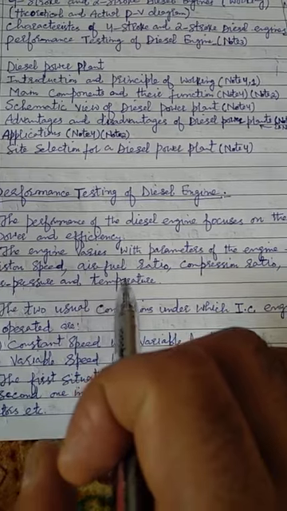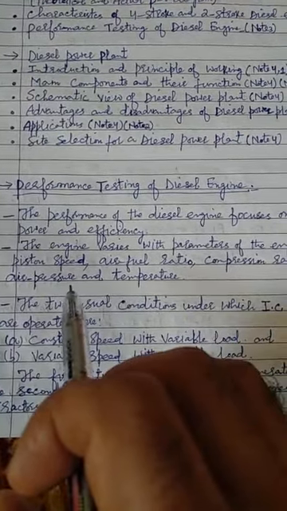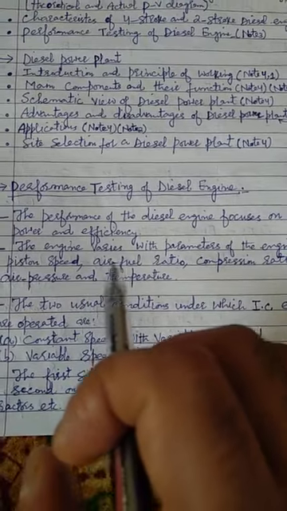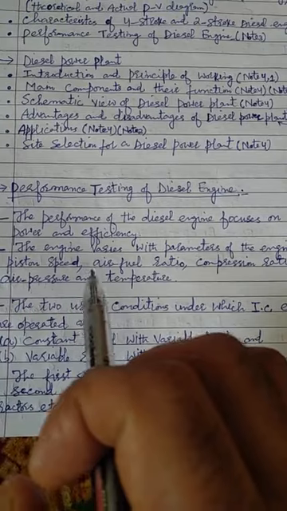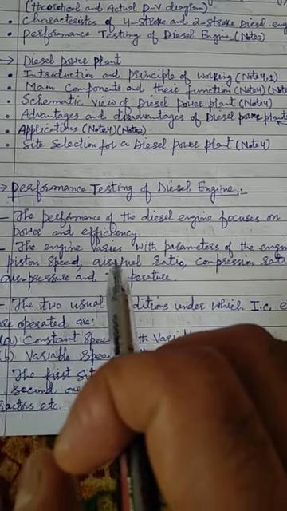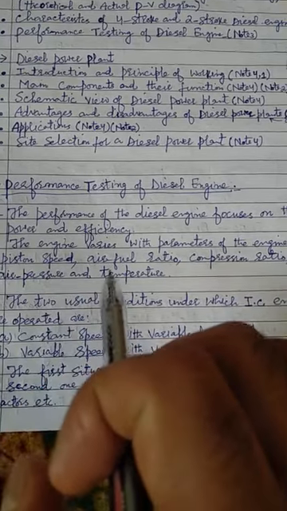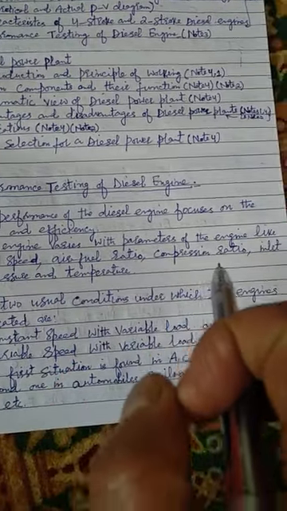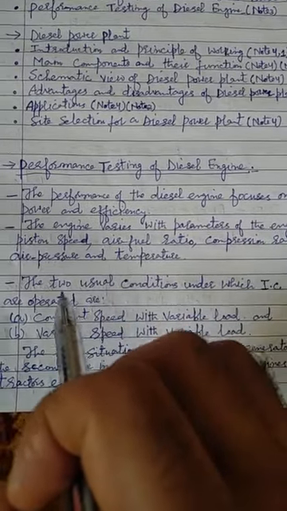and the engine varies with the parameters of the engine like piston speed, air fuel ratio, compression ratio, inlet air pressure, and the temperature. So these are the characteristics, or you can say parameters, on which the performance of the engine depends. That is piston speed, air fuel ratio, compression ratio, and air pressure and temperature, etc.